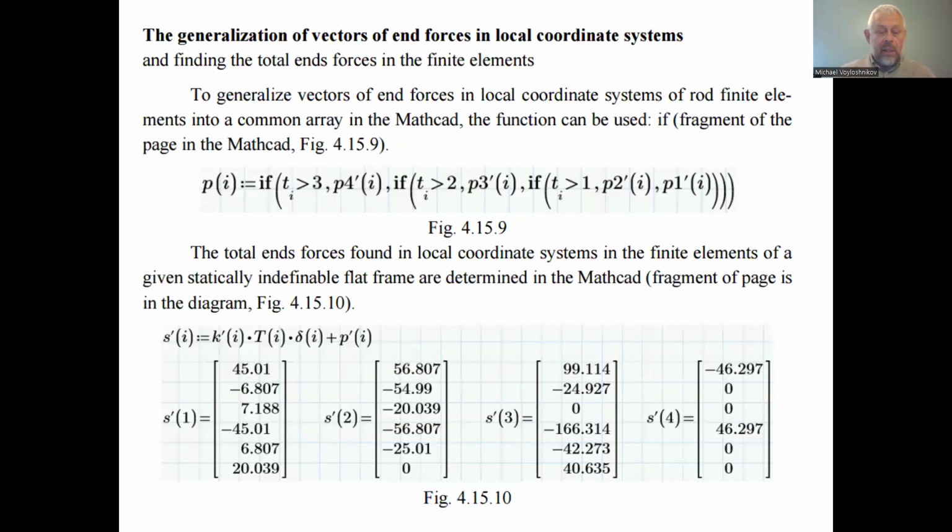So next we generalize vectors of end forces in local coordinate system of rod finite elements into a common array. In the Mathcad, the function can be used, as in the fragment of the page on figure 4.15.9. We once used this formula of combining separate vectors or separate matrices into unit 1. This is dependent on the type. T is a type, and I is a number of element.